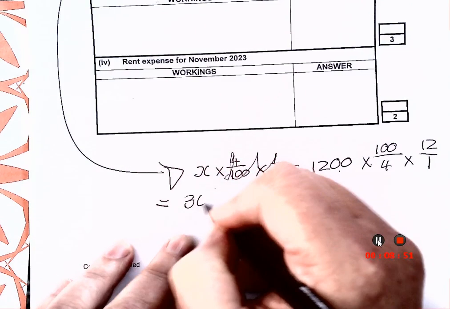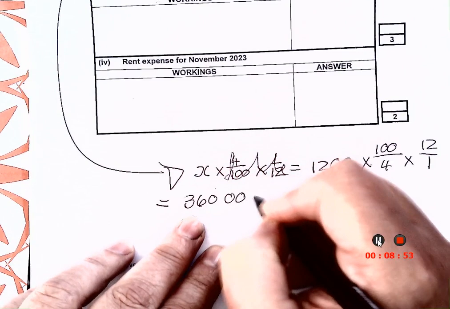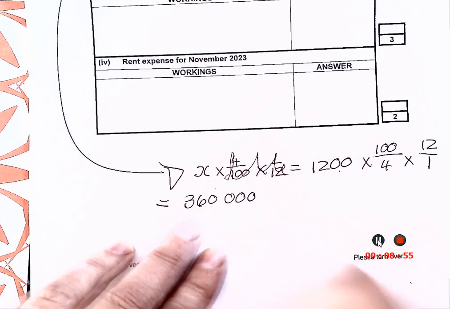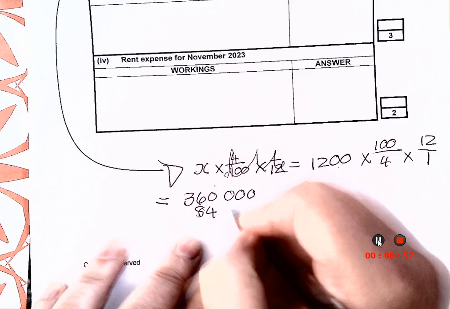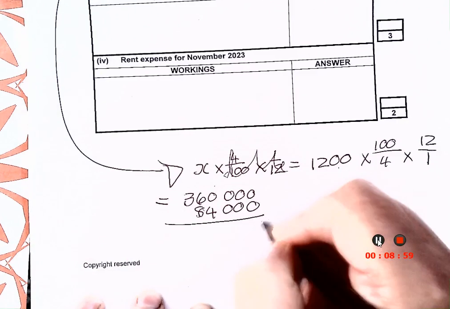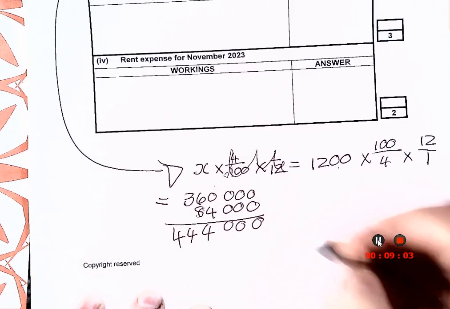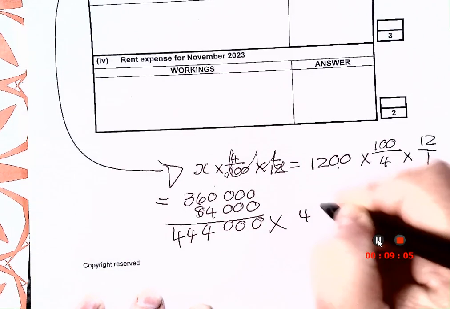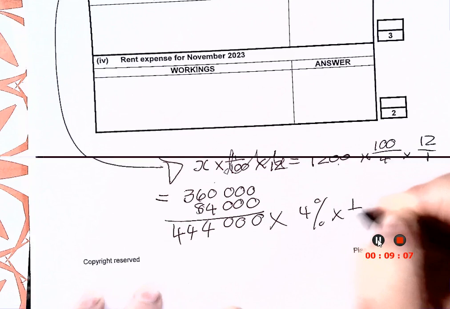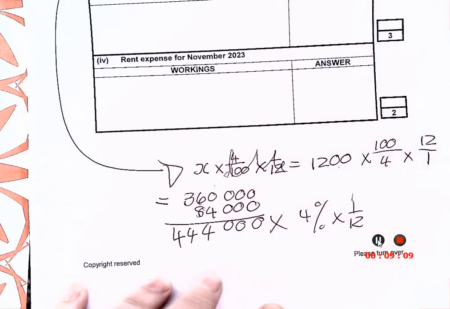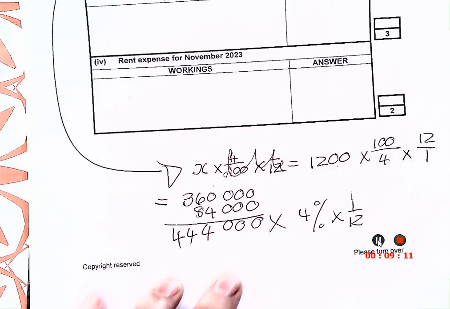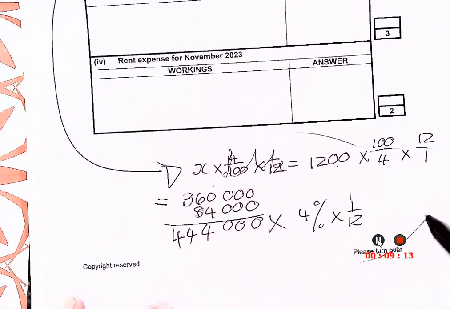360,000. So it means I've got 360,000 in savings. Now I increase it with 84. So now my savings is 444 times 4%, 1 month, then I should get 1,480 as well. But this is a long way to do it.